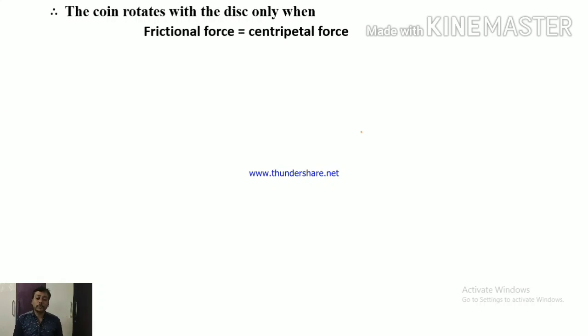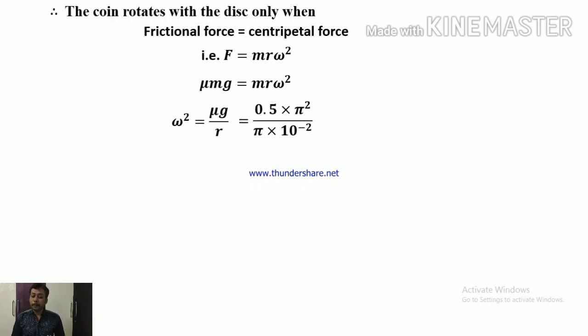We know the frictional force is what? Mu mg. It is denoted by F, and the centripetal force is m r omega square. Now the frictional force F is equal to mu mg, so mu mg is equal to m r omega square. Now m gets cancelled, omega square is equal to mu g upon r. Now put the value of mu as 0.5 into g, pi square, upon r, pi into 10 raised to minus 2. Now given g is equal to pi square, so we put g is equal to pi square.